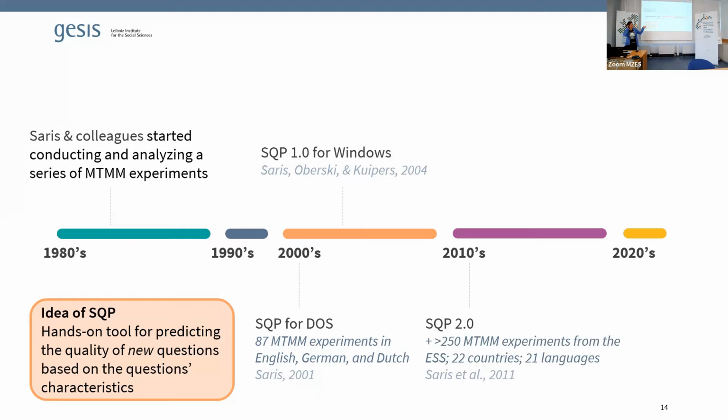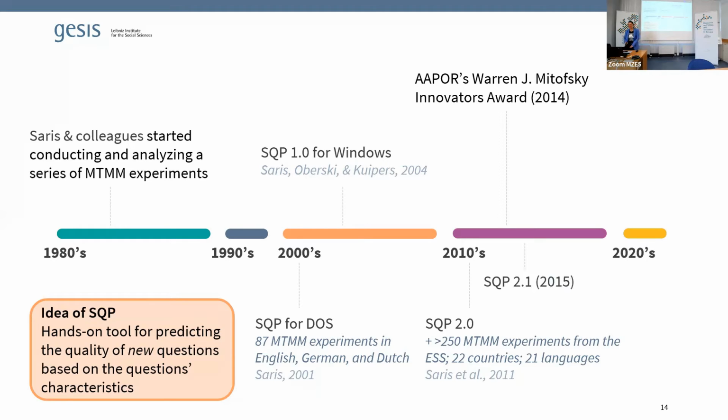Then in the beginning of the 2010s, the next version of SQP was released, SQP 2.0, with more than 250 of these MTMM experiments, which mainly were conducted within the context of the European Social Survey, now including 22 countries in 21 languages. They also received an award for this project. Sounds now despective, I don't mean it like this.